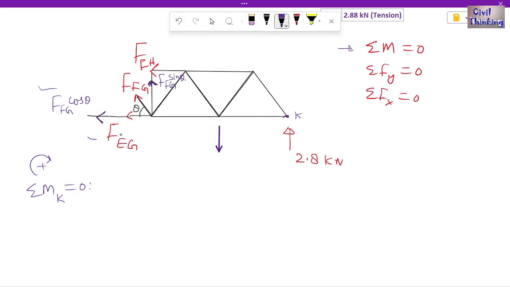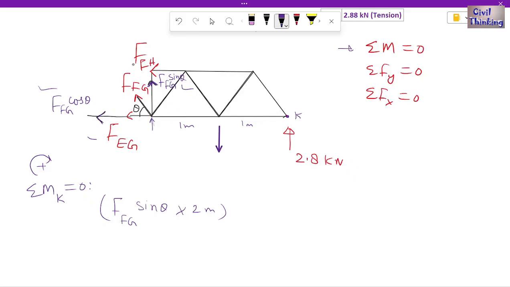Now let's come to this part, FFG sine theta. FFG sine theta is this part, right? It is like this, so this is going to exert a clockwise moment at K, so the moment is going to be positive: FFG sine theta multiplied by how far this arrow is from K. From K it is 1 meter and this is 1 meter, so 1 and 1 is 2 meters. So we found the moment due to this.